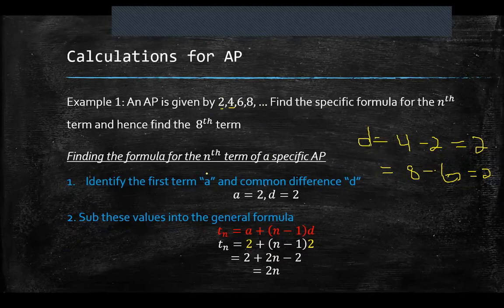Second step, sub these values into the general formula. So this is the general formula for AP to find the nth term. We know that A is 2, so instead of putting the A, I would replace it with 2. I highlighted it in yellow. n minus 1 and D, 2. So instead of putting D, I replace it with 2. And I simplify this. So if I expand these brackets, 2 by n is 2n, 2 by minus 1 is minus 2. This would cancel because 2 minus 2 is 0. So I'll just remain with 2n. Therefore, my nth term for this specific AP is 2n.